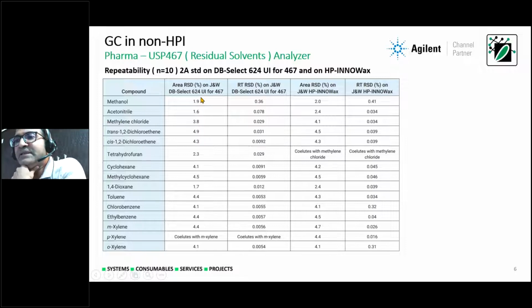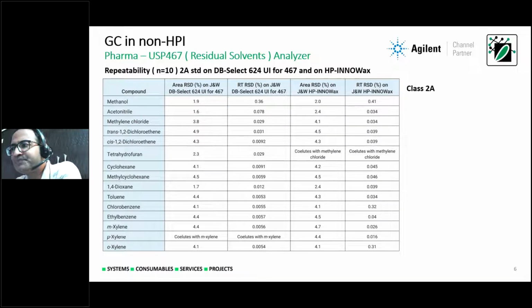And once again, you can see the relative standard deviations for the area and for the retention time. They are excellent. And this is where the strength of the Agilent hardware comes into the picture. You are able to meet the requirements of USP 467, get all the compounds properly separated, and report them properly. This is where USP 467 is very nicely done using the Agilent GC. So once again, a non-HPI use of the GC for residual solvents analysis. So this is one case.